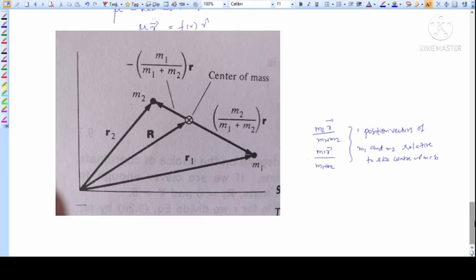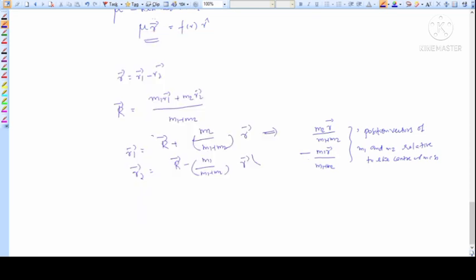And you can see the figure here. From the center of mass, the position vector to m2 is minus m1 r by m1 plus m2, and the position vector from the center of mass to the mass m1 is m2 divided by m1 plus m2 into r. You can find this by looking at the geometry of this figure. Here you have r1, r and r2, and you can find the distances r minus r1 and r minus r2, and you find the value of r1 and r2 from this equation. Okay, so we find the position vectors of m1 and m2 relative to the center of mass.